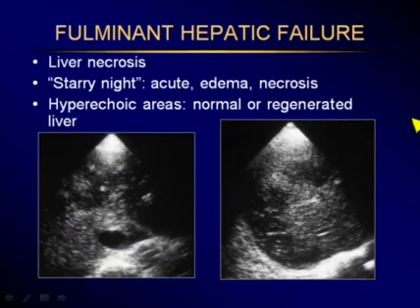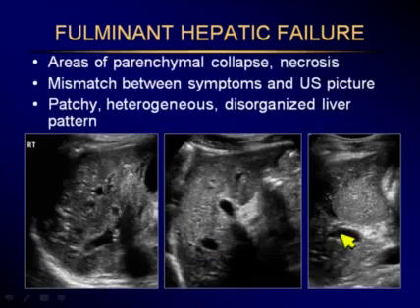I would like to bring up fulminant hepatic failure, because this is something that's very serious but could easily be dismissed or misdiagnosed. You will not see this often, but when you see this, you should think of fulminant acute hepatic failure and liver necrosis. What you'll see are patchy areas of decreased echogenicity with prominent portal vein walls, and areas that look normal. They look echogenic, but they're actually normal areas of liver. You look back at these: this is the starry night pattern reflecting acute edema or necrosis, and these are areas of normal or regenerated liver. So they come in patchy areas.